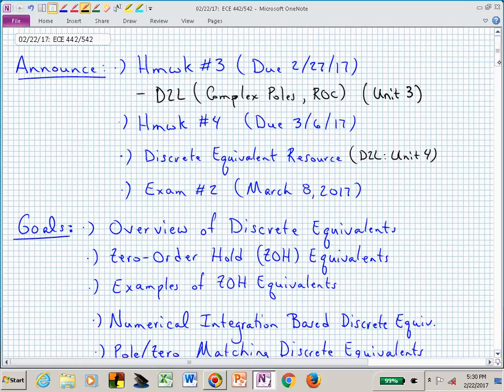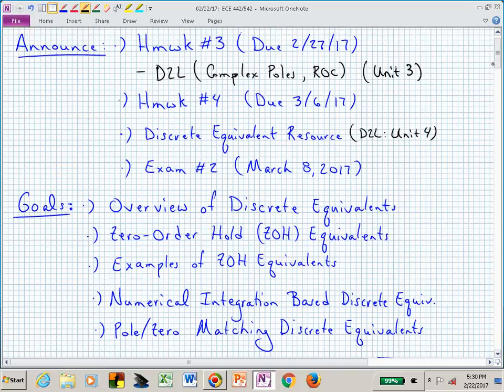But there are additional resources for homework number 3. You might want to look at the notes for complex poles. That might help you do some of the homework problems, and the region of convergence material is also under Unit 2 or under Unit 3.